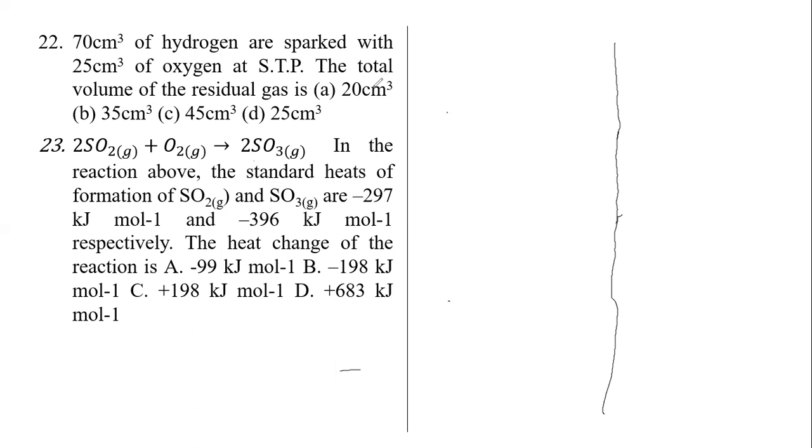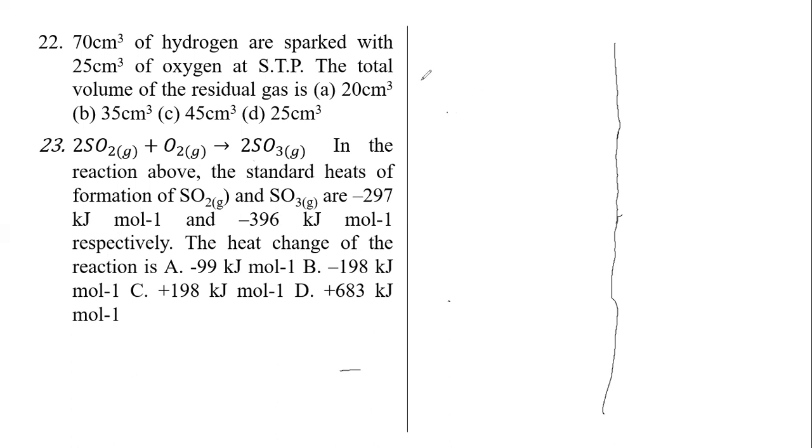Question number 22 says that 70 cm cube of hydrogen is mixed with 25 cm cube of oxygen at STP. So what is the total residual gas? Now, that's a question on Gay-Lussac's law. And the first thing, if you have watched my video on the tricks to solving Gay-Lussac's law, you are going to understand the simple steps to solving questions on Gay-Lussac's law. You can't watch that video and miss any question on Gay-Lussac's law. So you should check this channel and you get it.